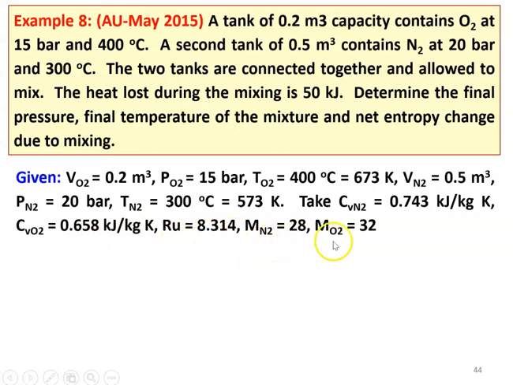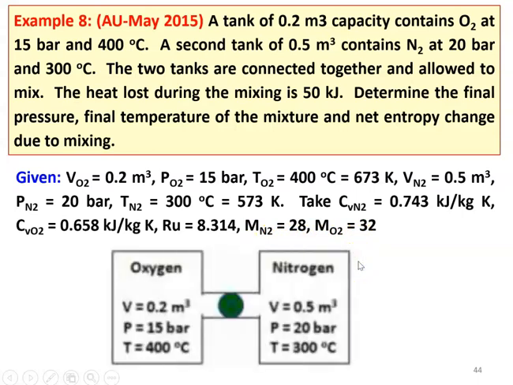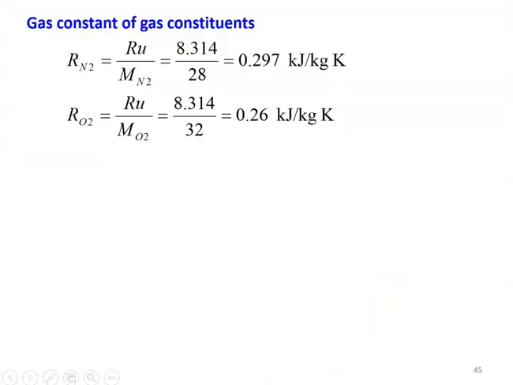Molecular weight of nitrogen, 28. Molecular weight of oxygen, which is 32. Now, this is the arrangement. Oxygen tank of volume 0.2 meter cube, pressure 15 bar, temperature 400 degrees Celsius. Nitrogen tank of volume 0.5 meter cube, pressure 20 bar and temperature 300 degrees Celsius.